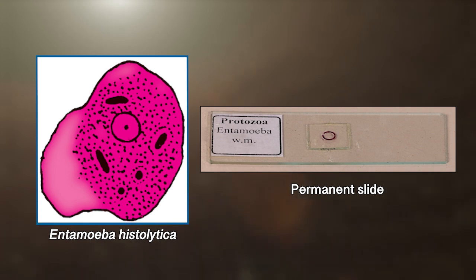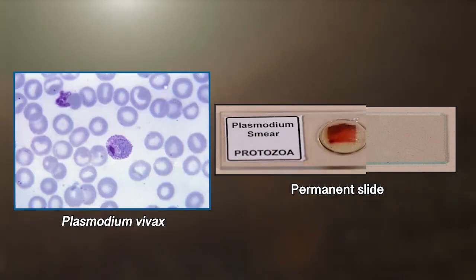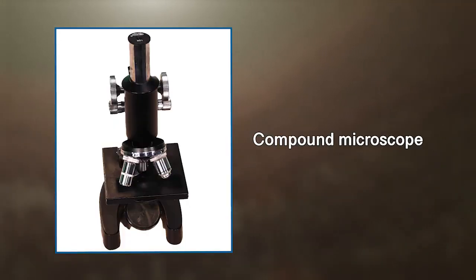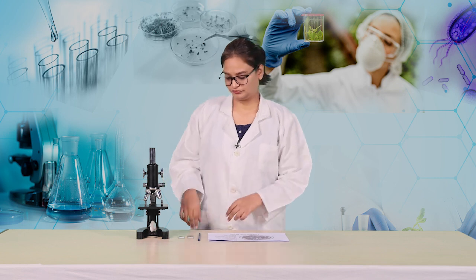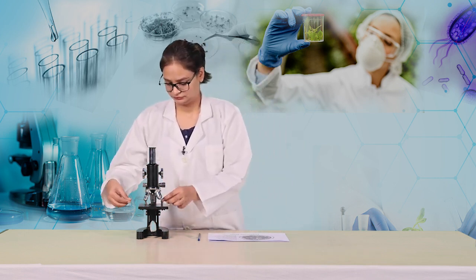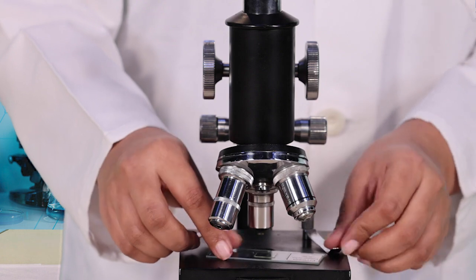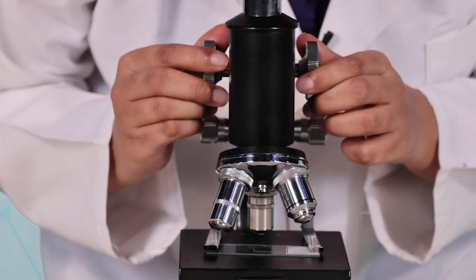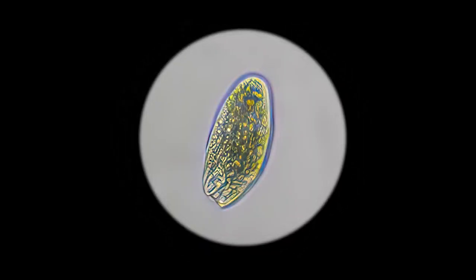The materials required for this session are a permanent slide and photograph of Entamoeba histolytica, a permanent slide of human blood infected with Plasmodium vivax, a compound microscope and tissue paper. Let us take the permanent slide of Entamoeba histolytica and place it under low power of the compound microscope. Let us focus it properly and try to observe the features. We can also observe it under high power of the microscope.